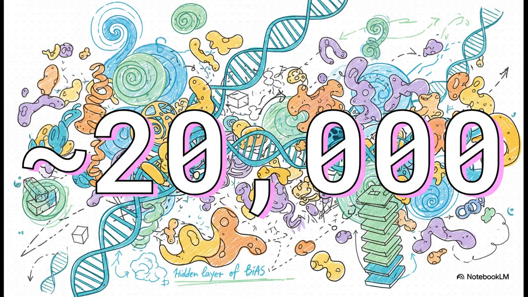But wait, because the problem actually gets even deeper. There are roughly 20,000 protein-coding genes in the human genome, and that huge number introduces a second, totally hidden layer of bias into the mix.